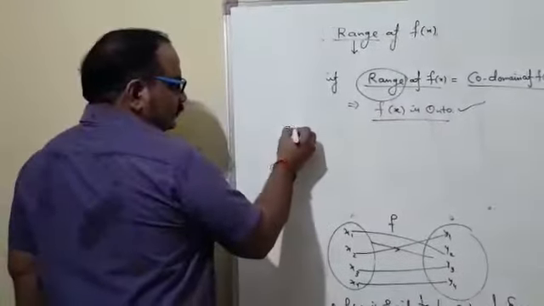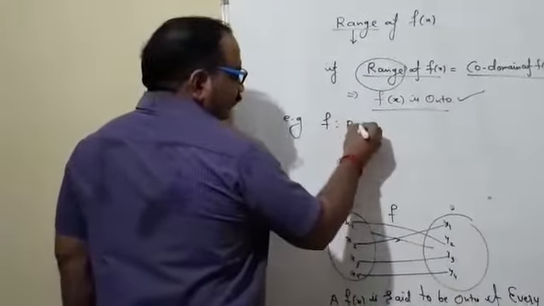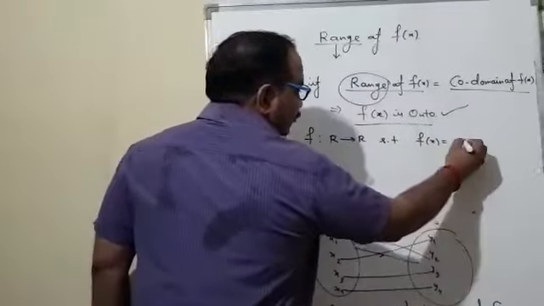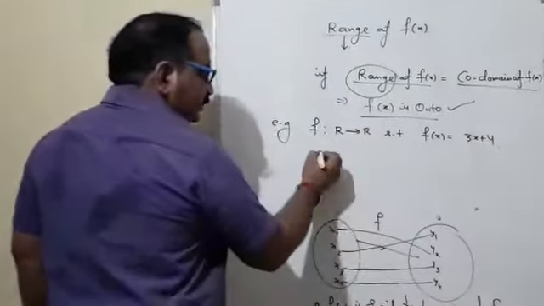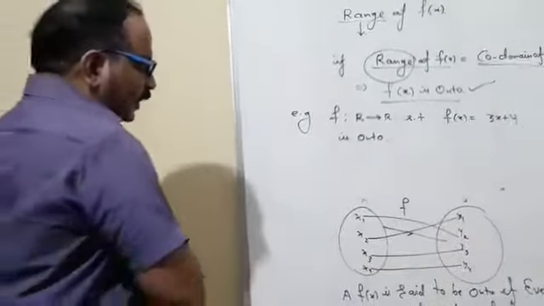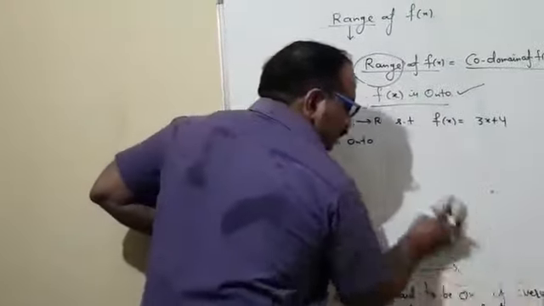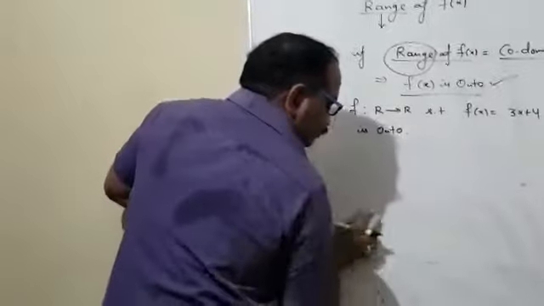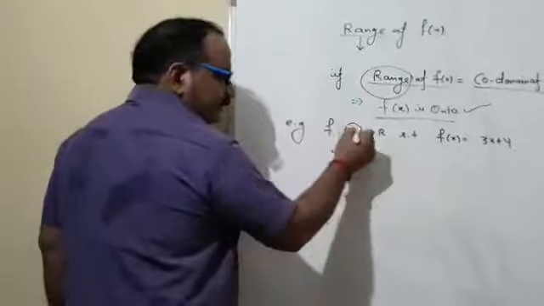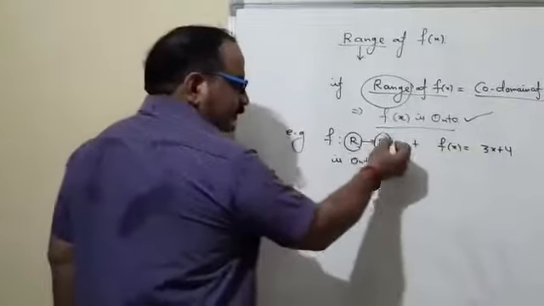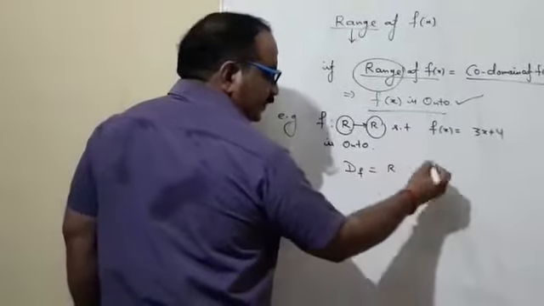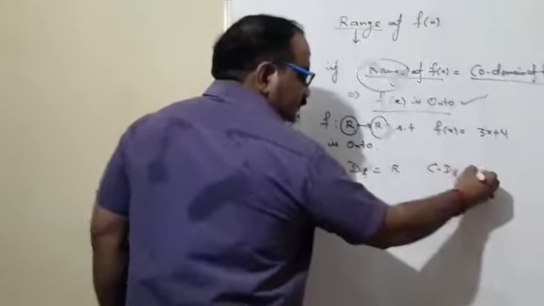Take an example for this. A function f defined from R to R such that f(x) equals 3x plus 4 is onto. That is our concern. How can we prove it? It is an onto mapping, so we have to work with our theory portion. Just see, in this question, the first part is the domain and the second portion is the codomain. So I can write immediately: the domain of the function is R, the codomain of the function is also R.